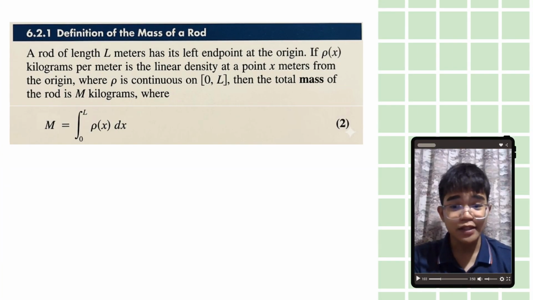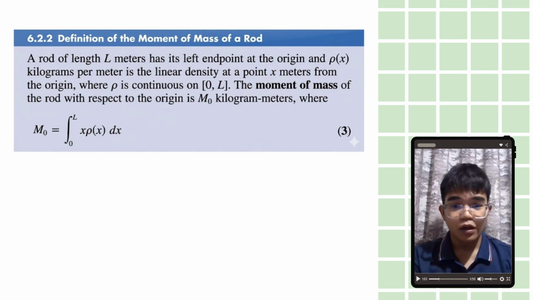Now, this tells us that L, the total length of the rod from x is equal to 0 to x is equal to L, and P of x, the linear density function, this tells us how heavy the rod is at any specific point x, and dx, an infinitesimal slice of the rod's length, and m, the resulting total mass in kilograms. Moving on, let us discuss the definition of the moment of mass of a rod.